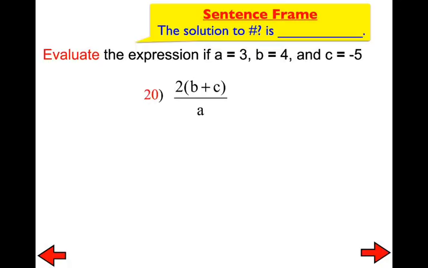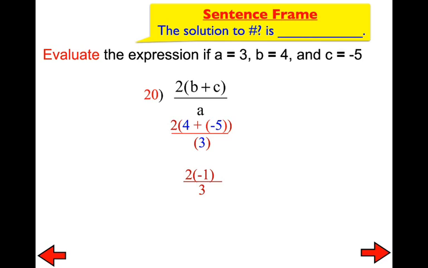All right, everybody try number 20, pause the video, and then play when you think you have it correct. All right. We're replacing a, b, and c with their values, which gives us this. Now follow the order of operations. We have to add the 4 plus the negative 5, which is negative 1.